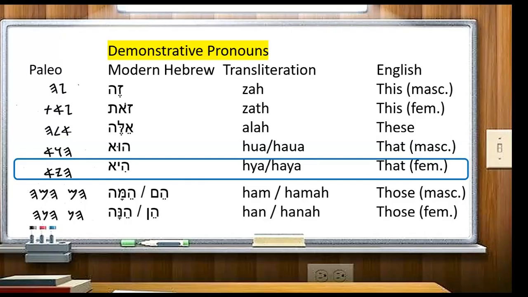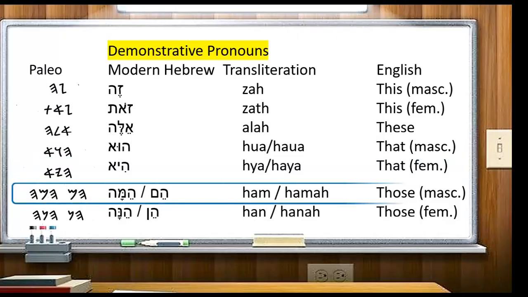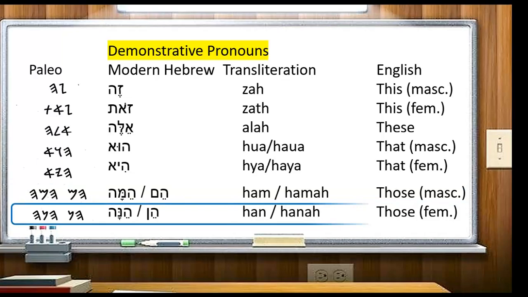Again, we saw ham and han, similar to what happens with hua and hia. So we have masculine context ham or hama, feminine context han or hana, which also means those, similar to they.